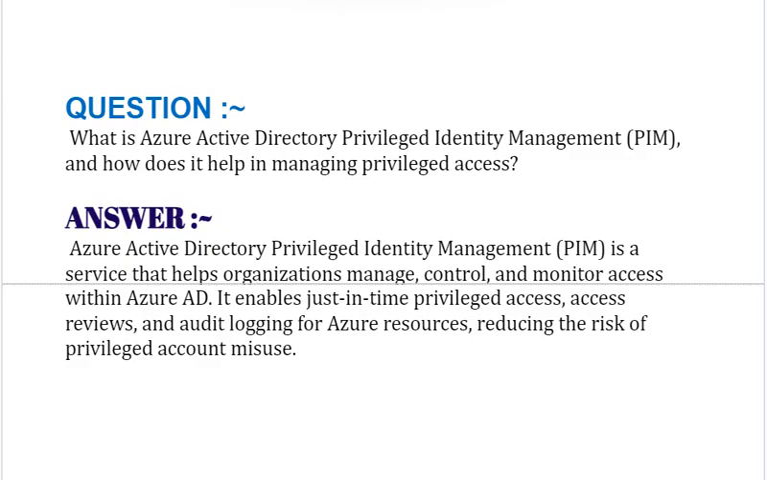Our next interview question is what is Azure Active Directory Privileged Identity Management PIM and how does it help in managing privileged access? Your answer should be Azure Active Directory Privileged Identity Management PIM is a service that helps organizations manage, control, and monitor access within Azure AD. It enables just-in-time privileged access, access reviews, and audit logging for Azure resources, reducing the risk of privileged account misuse.